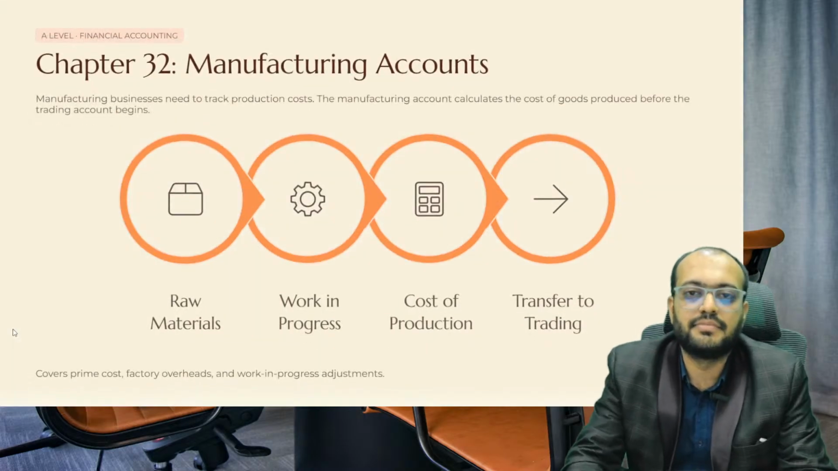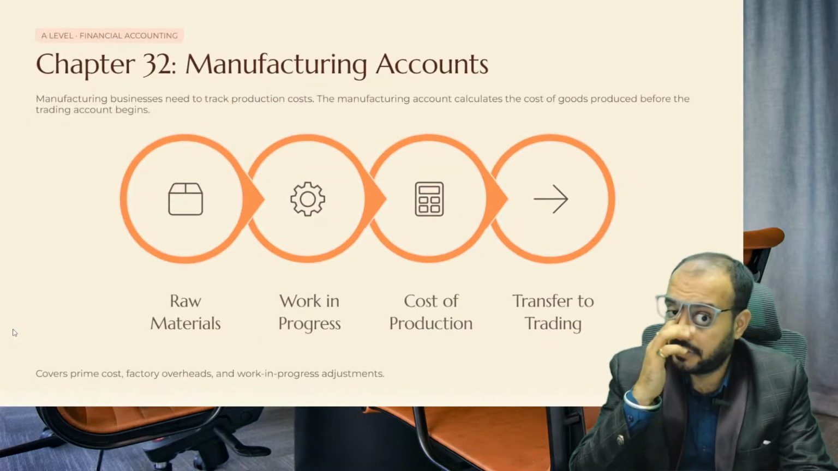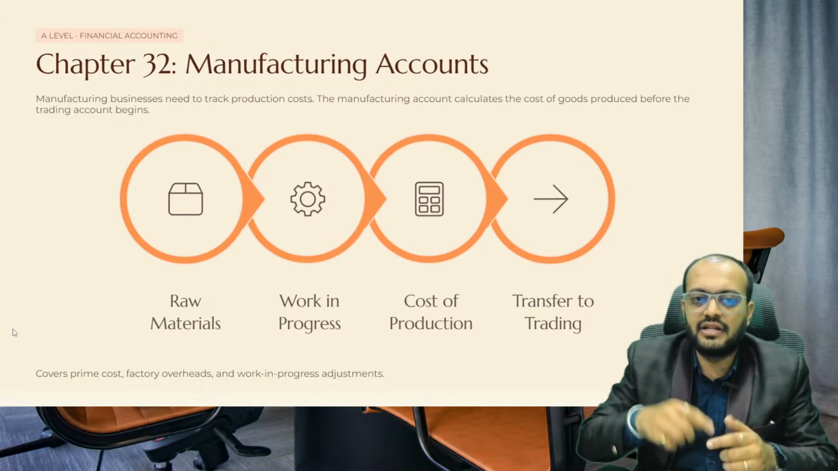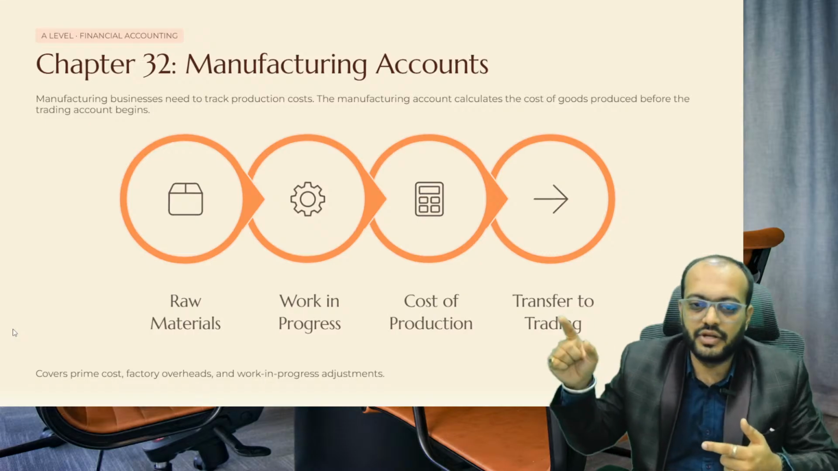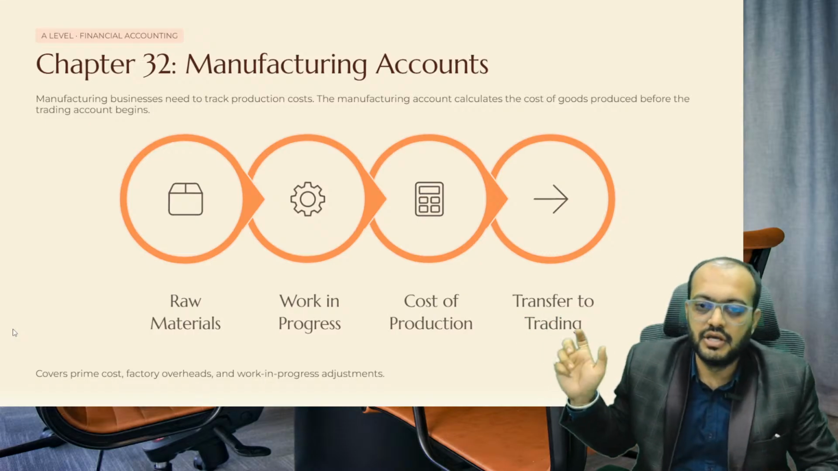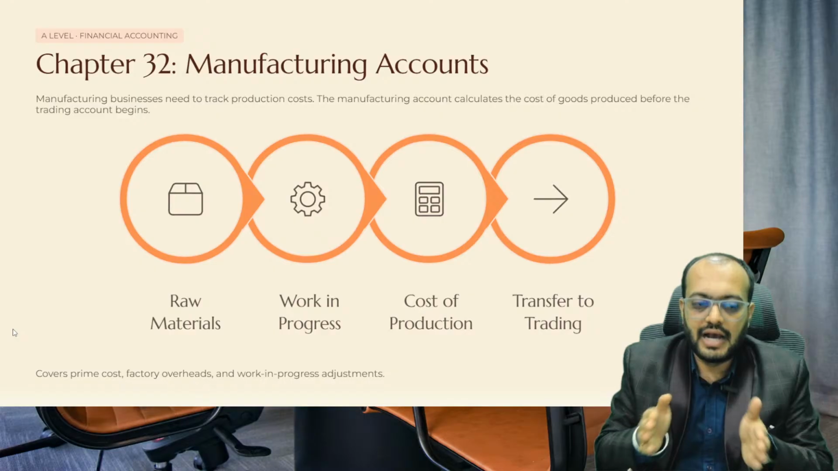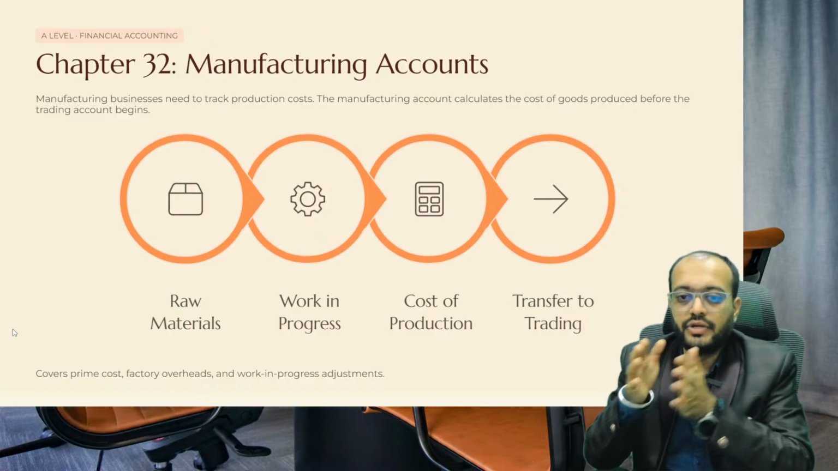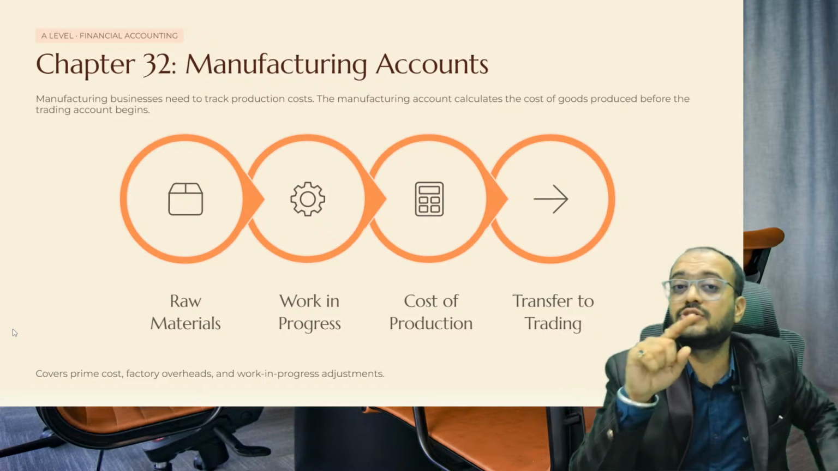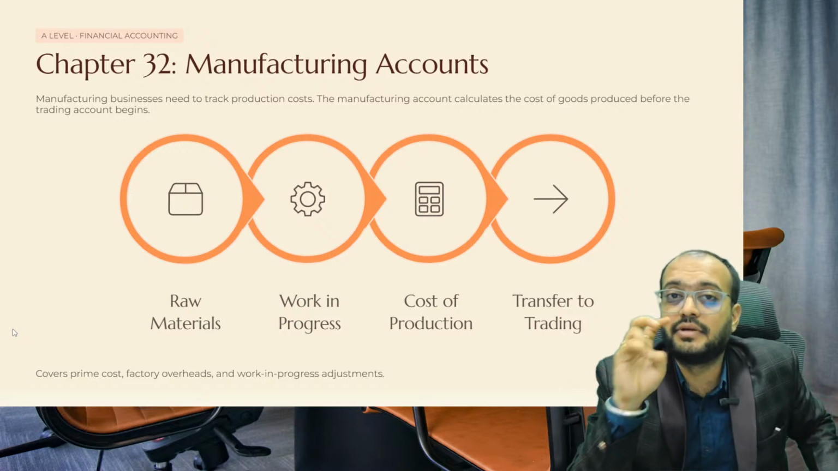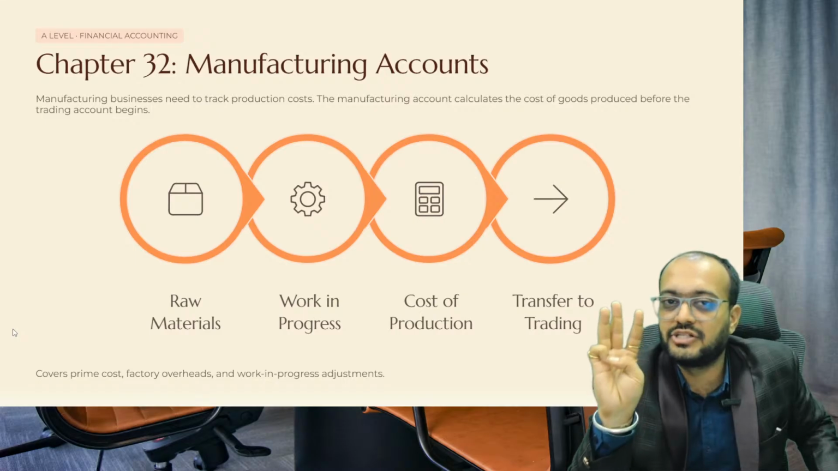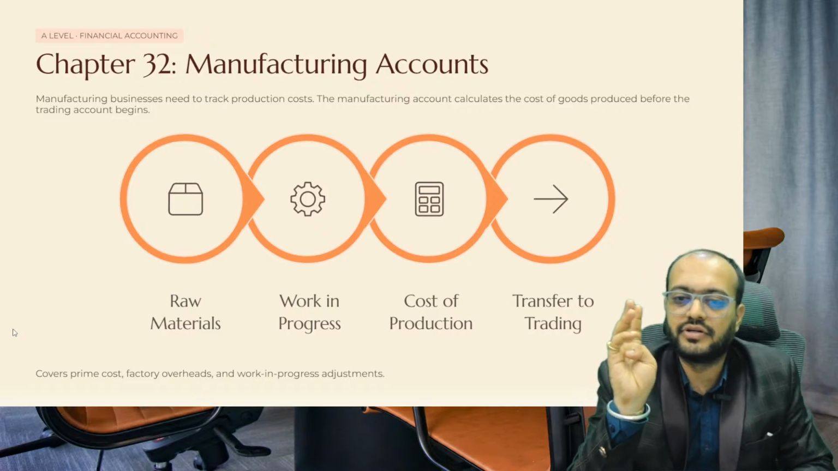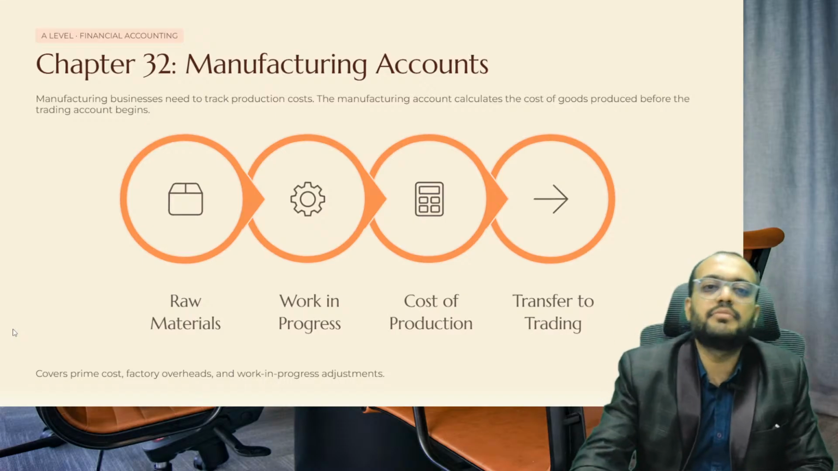So first topic is manufacturing account. Consider yourself as a manufacturer here. If you are a manufacturer, you will bring the raw material, then you will do process on the same, that is work in progress. Then finally, after cost of production, we'll prepare the finished goods, and these finished goods we have to sell. So these finished goods we have to transfer to trading account. We already saw trading account, then income statement, that is profit and loss account, then statement of financial position, right? Manufacturing account is just before trading account. So this is the first step when we are a manufacturer.